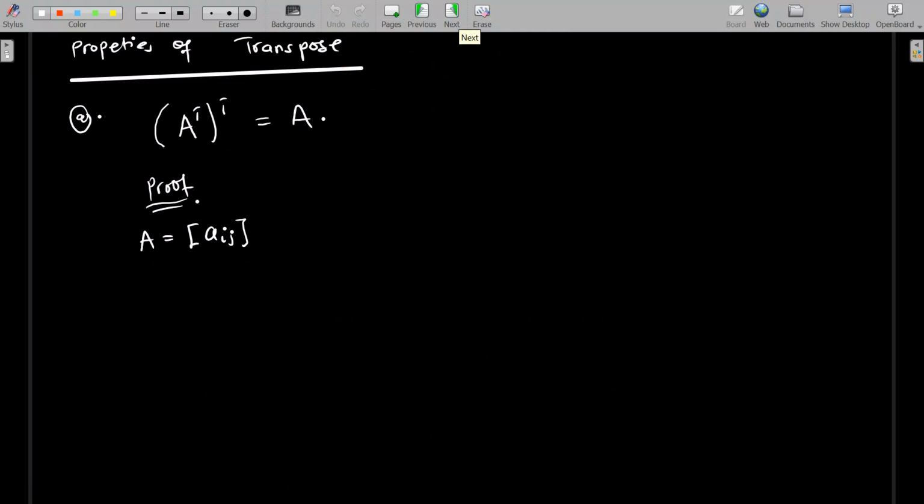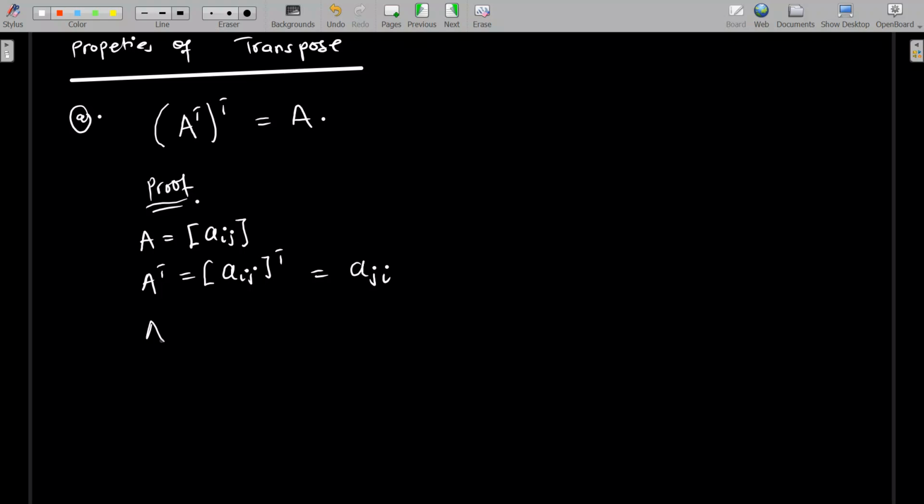So if I have A, I'm writing a proof to this. If I let my matrix A be the square matrix of little Aij, where these are the entries, so it depends on where your I and then J ends. Now A transpose, per our observation, is going to be the transpose of Aij, and that's going to be Aji. So you're going to change the I and J position.